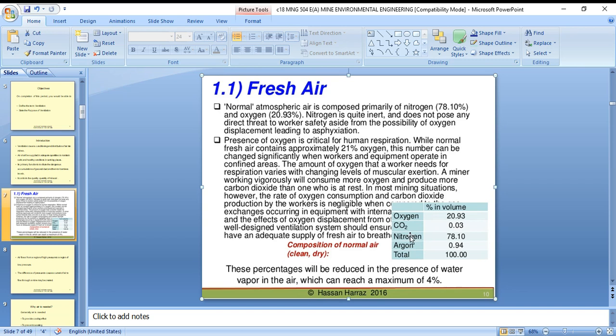So I am giving a simple chart of the overall volume: oxygen 20.93%, CO2 0.03%, nitrogen 78.10%, argon 0.9%. So this is the general body of the mine air. The percentage will reduce with the presence of water vapor in the air, which can reach a maximum of 4%. So go through the consumption of normal air percentages.